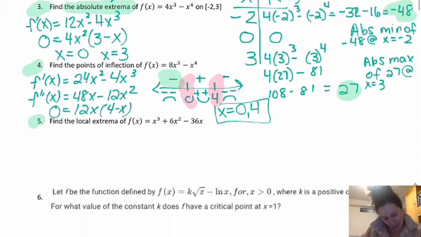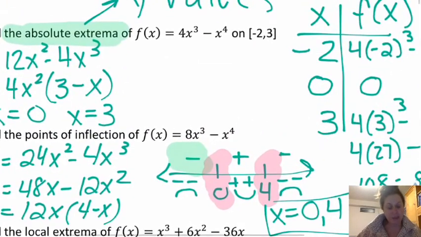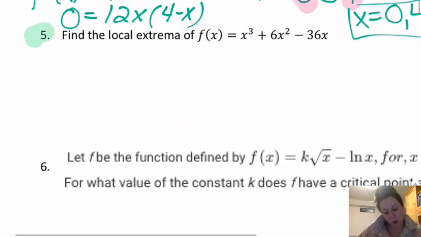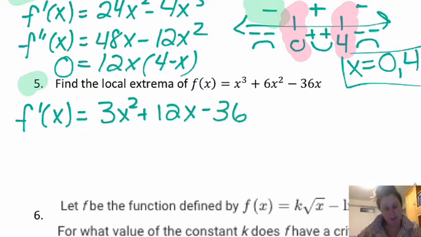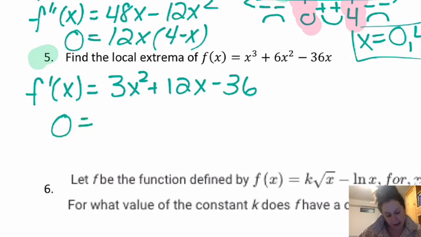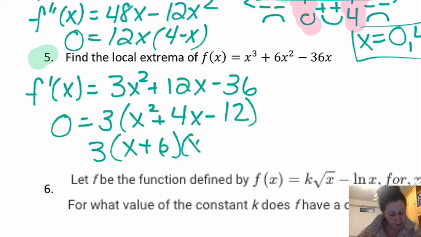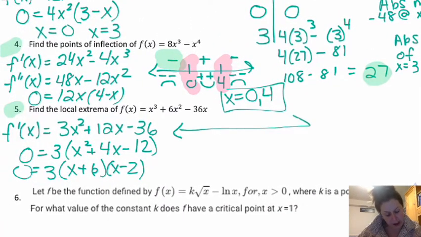Okay, next one. Find local extrema. So again, this was absolute extrema when we have to look at the endpoints. Local or relative extrema, you're looking for that turn, right? So I'm going to start by finding f prime, which would be 3x squared plus 12x minus 36. Let's find the critical values. So I can take out a 3. That would give me x squared plus 4x minus 12. And so that's x plus 6, x minus 2. So I've got critical values at -6 and at +2.